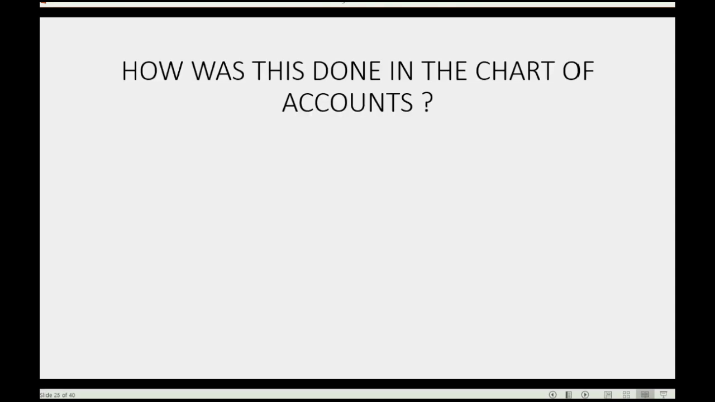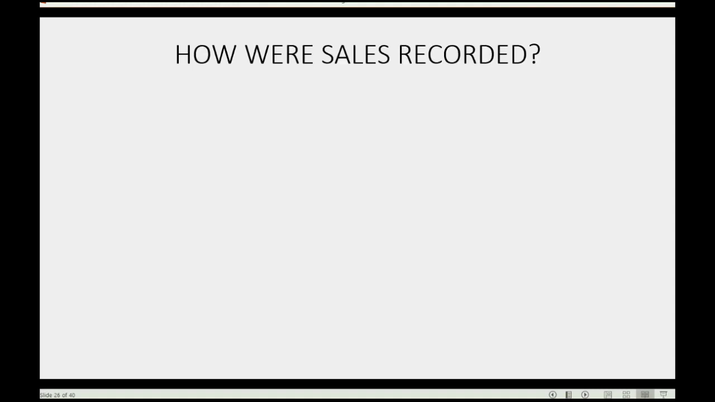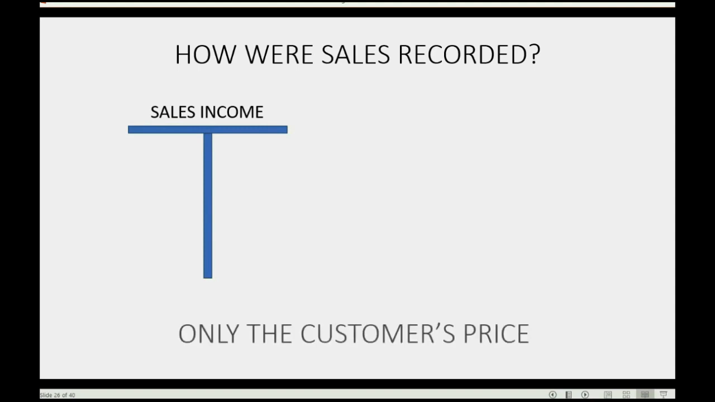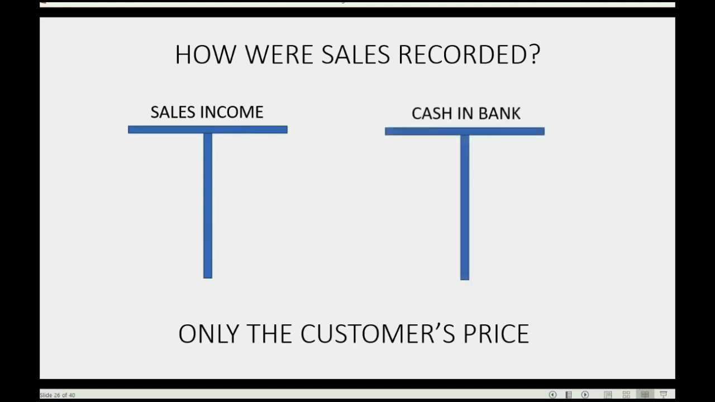So how was this done in the old days in the chart of accounts? Well, the sales were recorded this way. We had a separate account in the chart of accounts just to record all the money that came in from sales. And only the money amounts that the customers paid us got recorded in the sales income account, because that was recorded at the same time in the cash in bank account that we used in our general ledger to keep track of how much money we had in the bank.